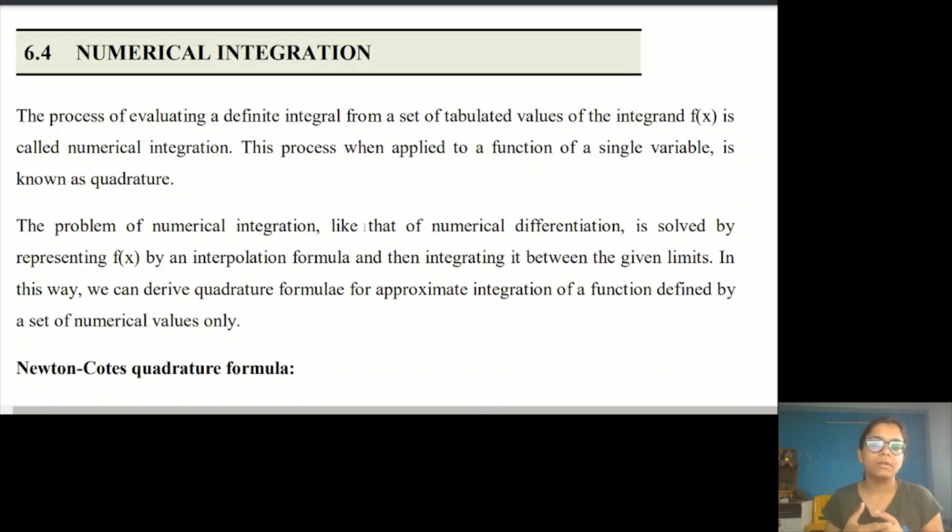We have a set of tabulated values from the function f(x). From those tabulated values, we would get a definite integral, and we would evaluate that integral to get the numerical integration. This whole process is known as numerical integration. The process applied on the function f(x) of a single variable is known as quadrature.